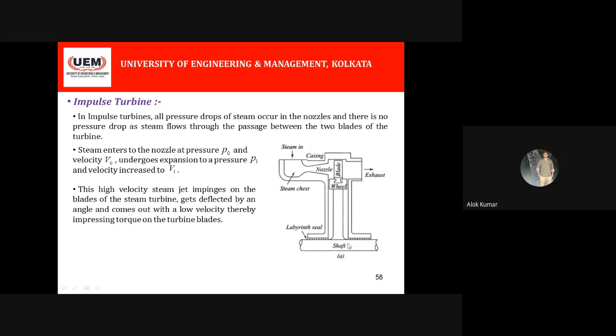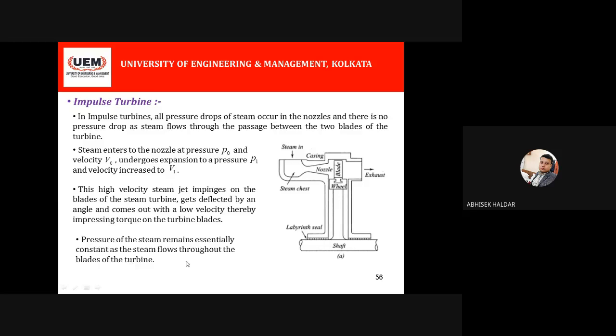So the pressure of the steam remains essentially constant as the steam flows throughout the blades of the turbine. For an impulse turbine, always remember the pressure of the steam will be constant whenever the steam flows through the blades. So pressure will be reduced only in the nozzle. These 4 points are the very basic points of defining any impulse steam turbine.